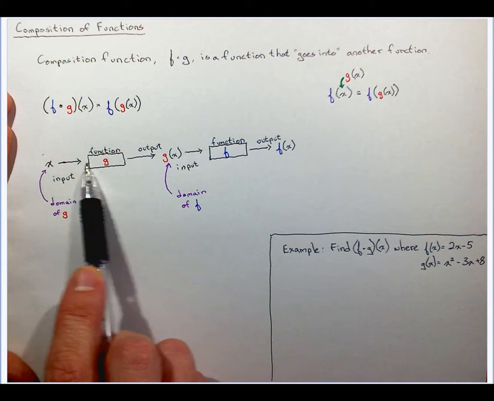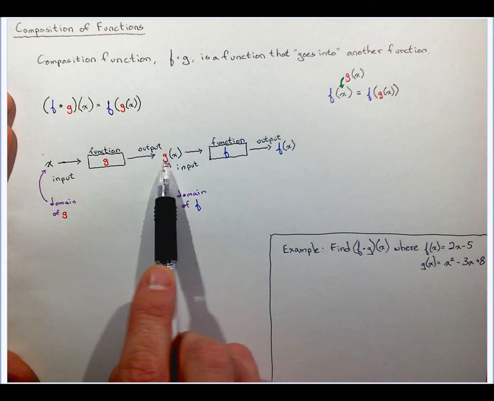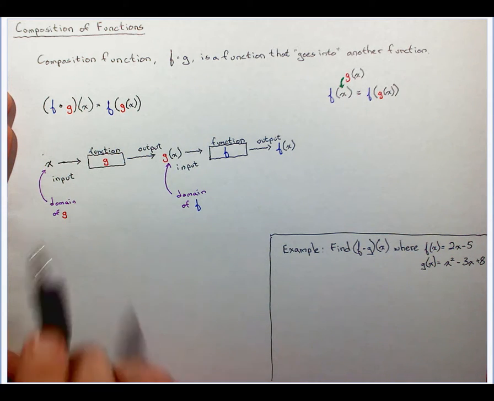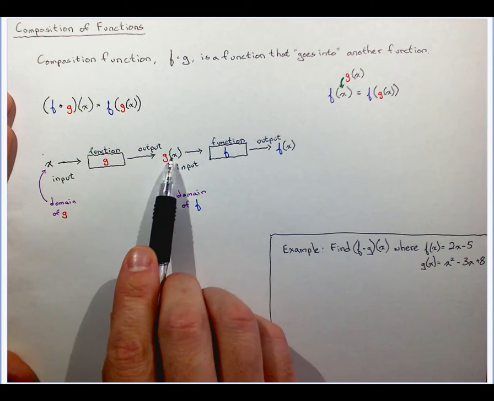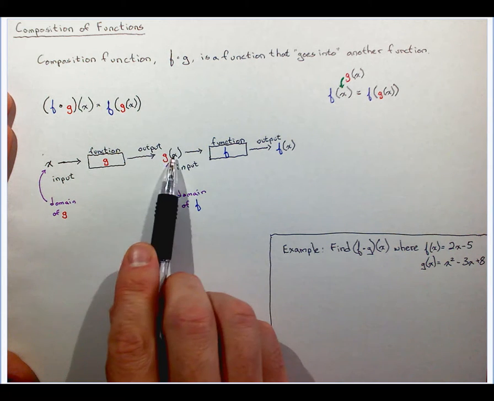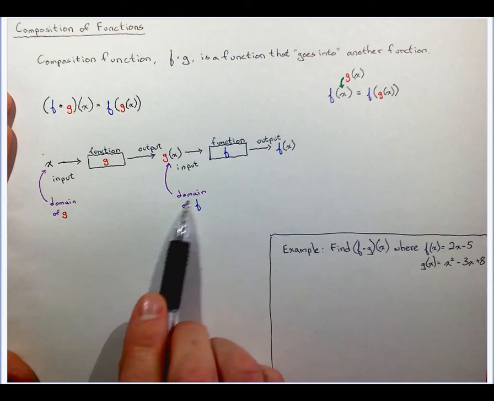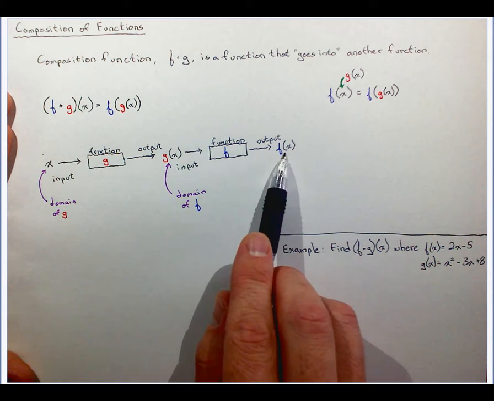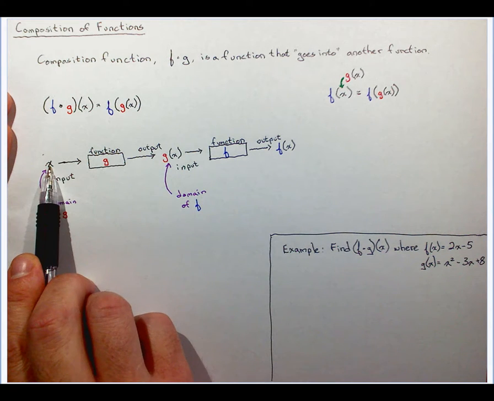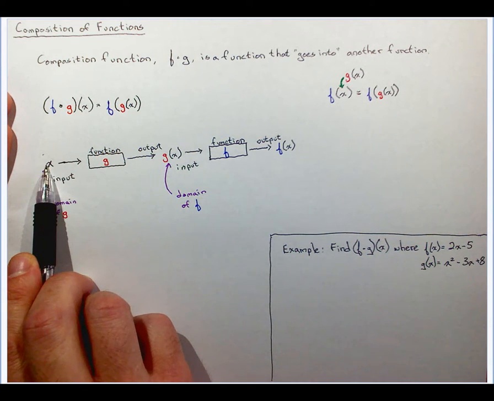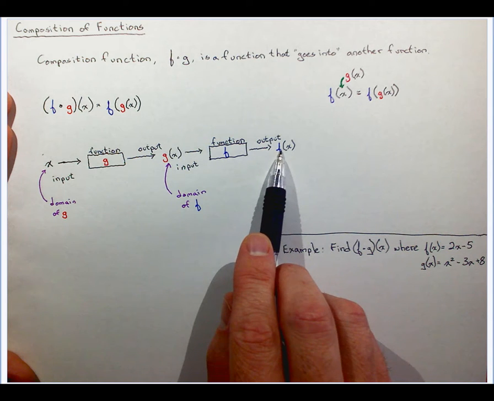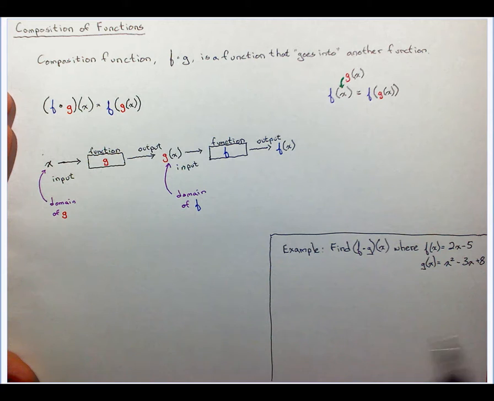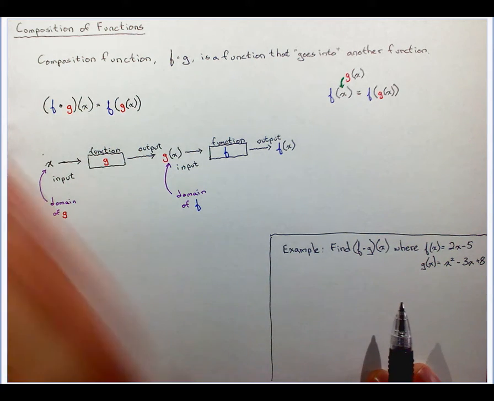I plug x into g and I get an output of g of x, which makes sense from the other functions that we've done. You have input, you get output. You have domain, then you have range. But then my g of x becomes input, therefore it is the domain of f because I'm inputting it into f, and then I get output f of g of x. So initial domain, initial input, final output, final range.